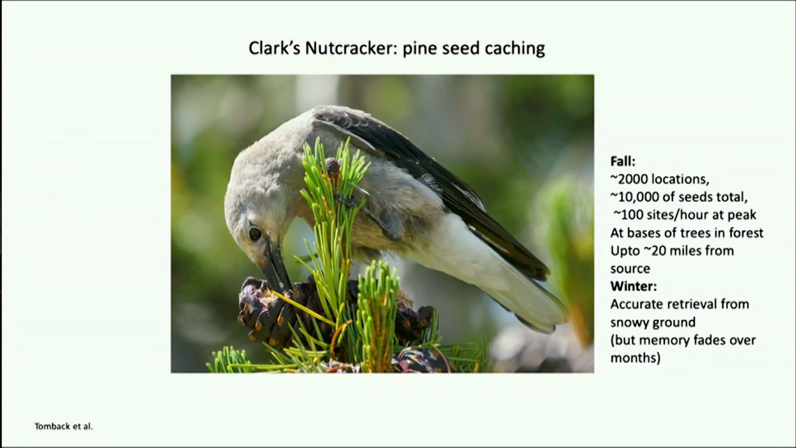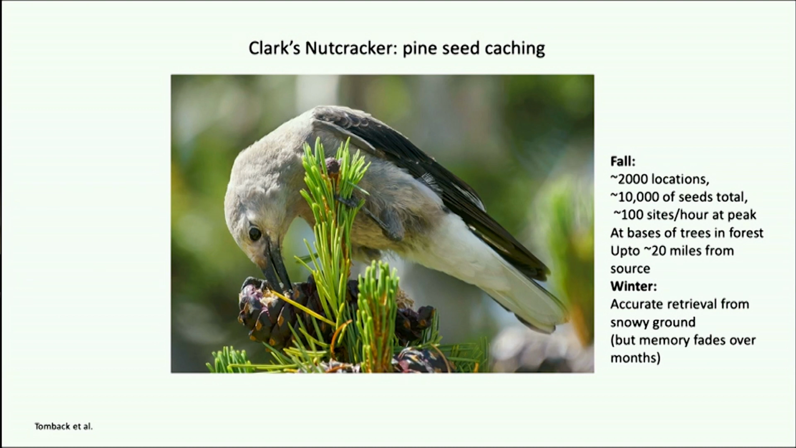And so I love this example. This is Clark's Nutcracker. It's one of many food caching birds, many jays that cache their food. And they have this remarkable ability for spatial memory and recognition. So let me tell you a little bit about what they do. In the fall, they start to cache food for the winter, which involves finding pine seeds and then burying them in the ground.